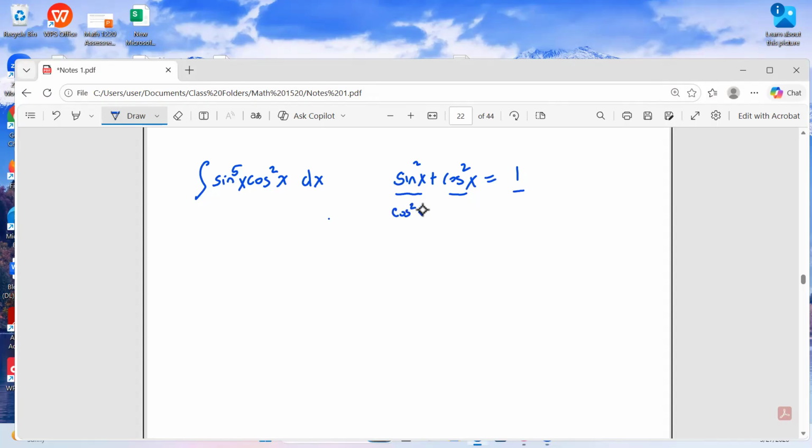I just divide everybody here by cosine squared, realizing that sine squared over cosine squared is equal to tangent squared x, cosine squared over cosine squared is 1, and then 1 over cosine squared, of course, is secant squared.